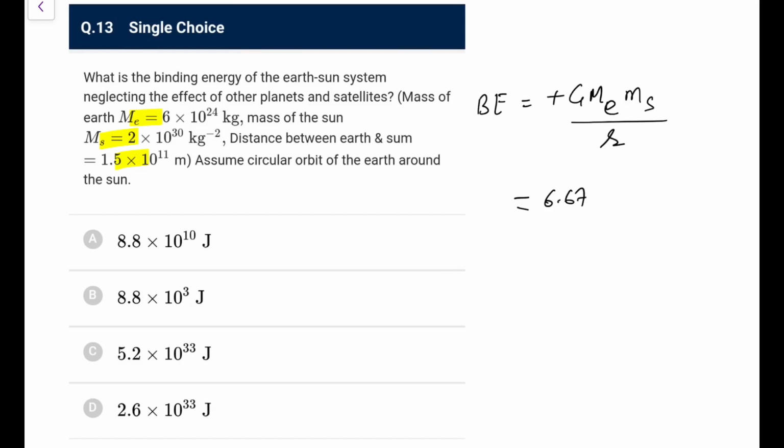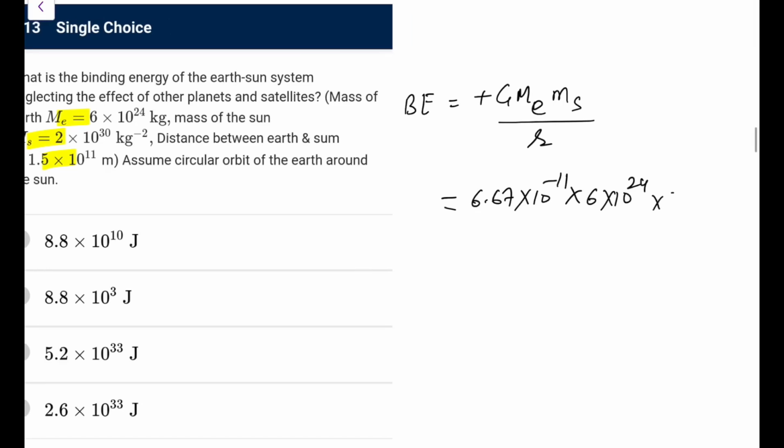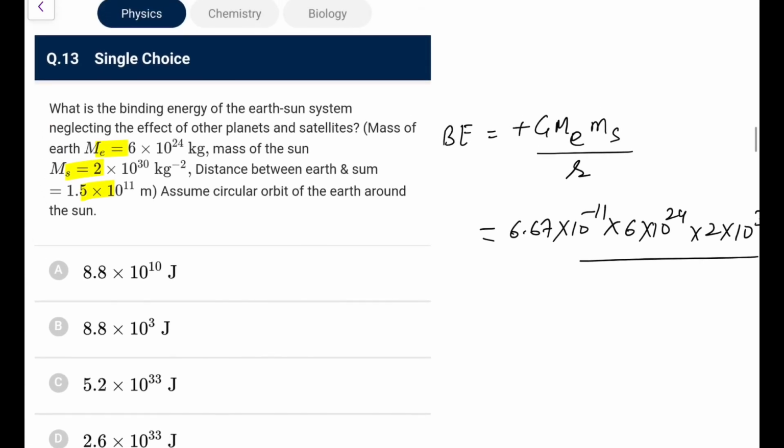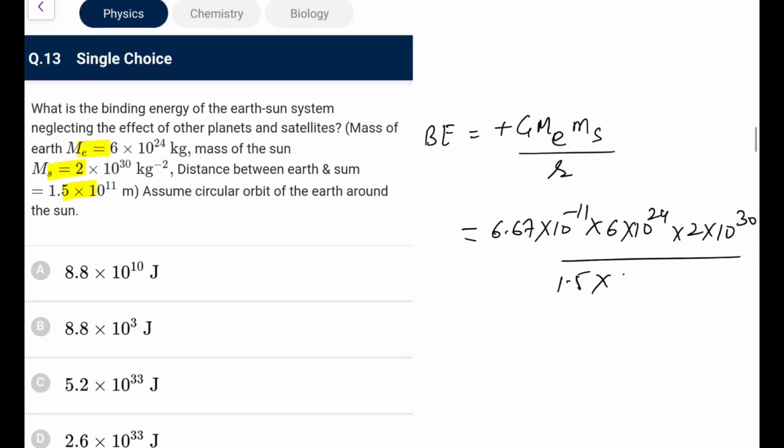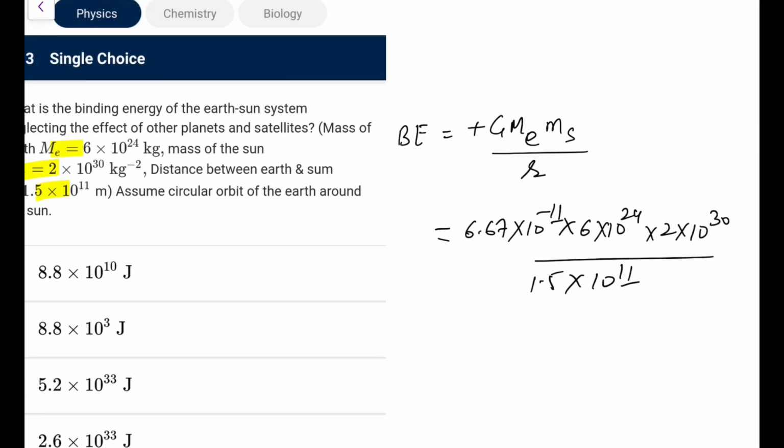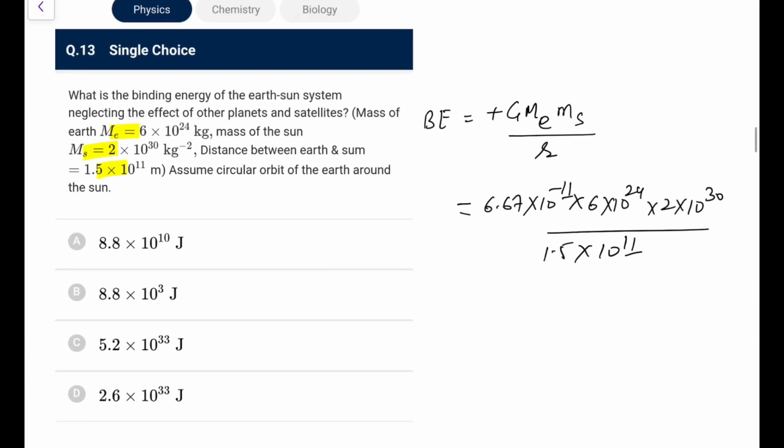So G is 6.67 into 10 to the power minus 11. Earth mass is 6 into 10 to the power 24. Sun mass is 2 into 10 to the power 30, and the distance would be 1.5, not square, this is r only, sorry, into 10 to the power 11. So this is 11 and 11, 22. 30 and 24, 54. 54 minus 22 will give you 32, and the 1 will also come because 6 times 6 is 36 something, so it will be 10 to the power 33. Okay, so we have to check the digits also. I was looking at only the power.